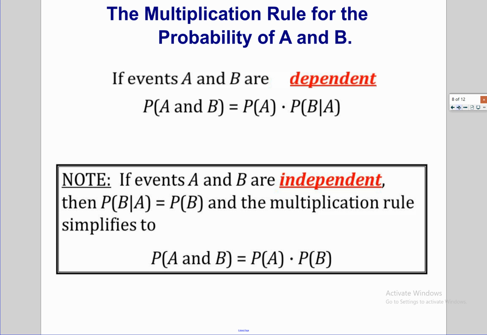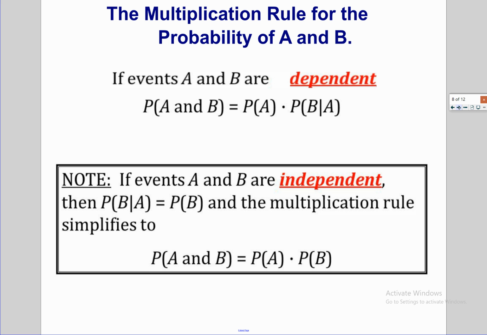Okay, so the multiplication rule for independent versus dependent events. If you have dependent events and you want 2 things to happen back to back, like our queen-king example, okay? I want to select a king, and then I want to select a queen. I first calculate the probability of getting my king, and then I multiply it by the probability of selecting that queen, given that I've already selected the king, okay? That's if they're dependent events.